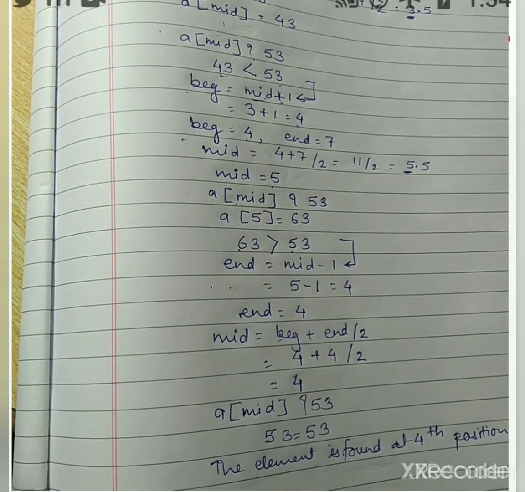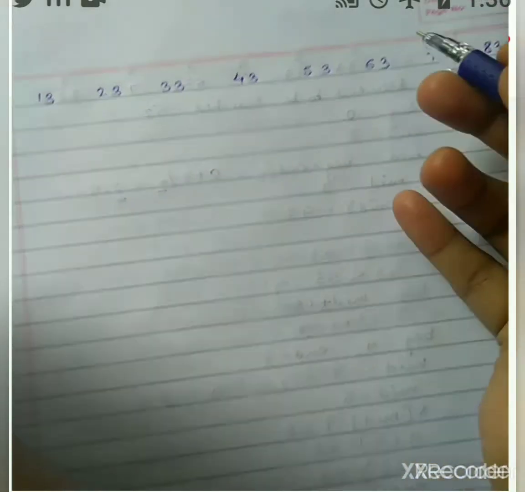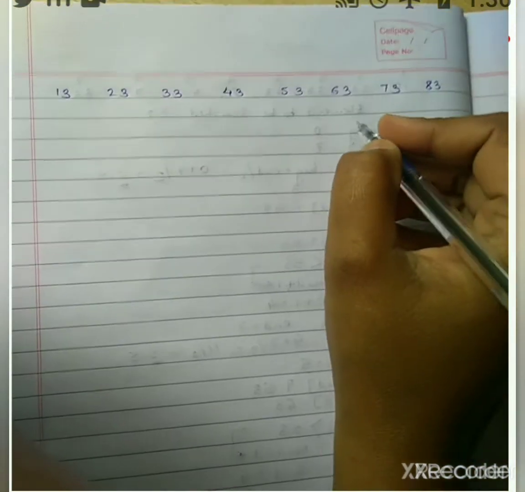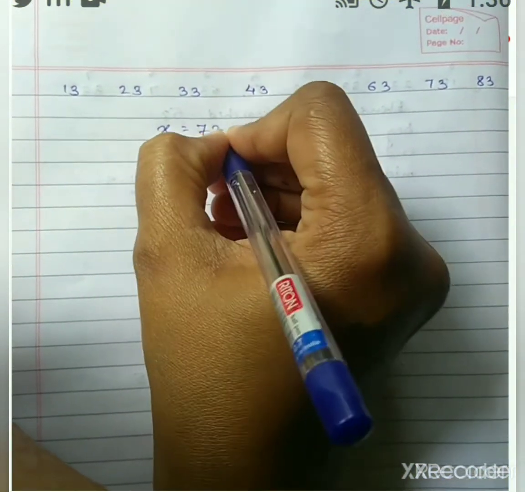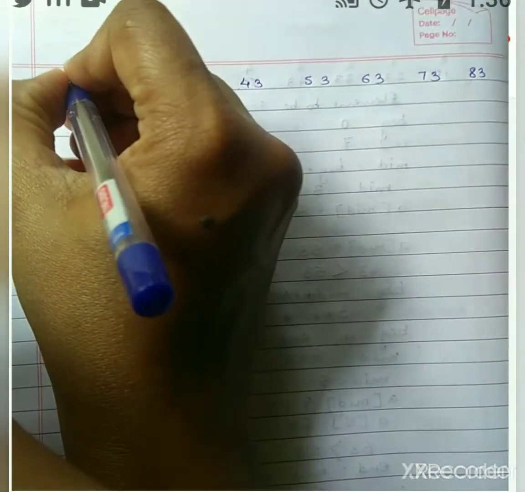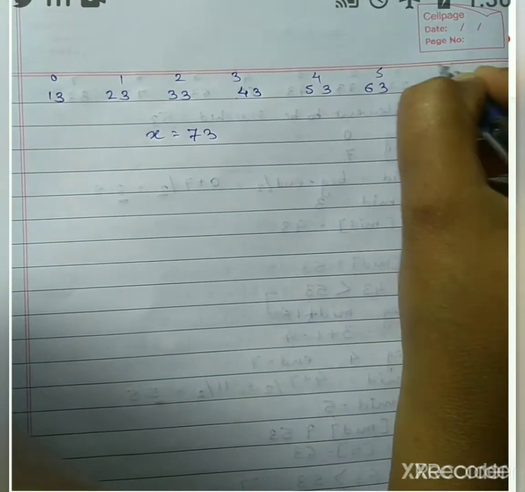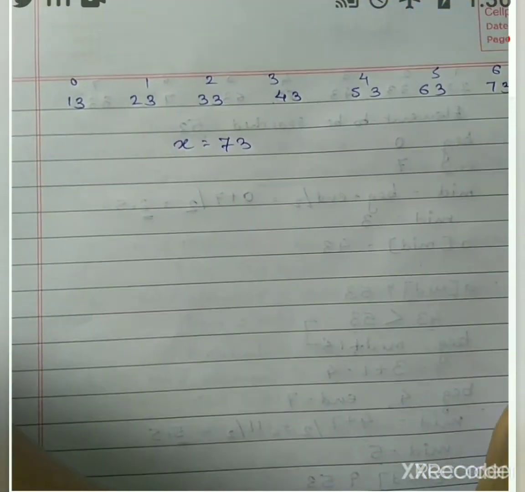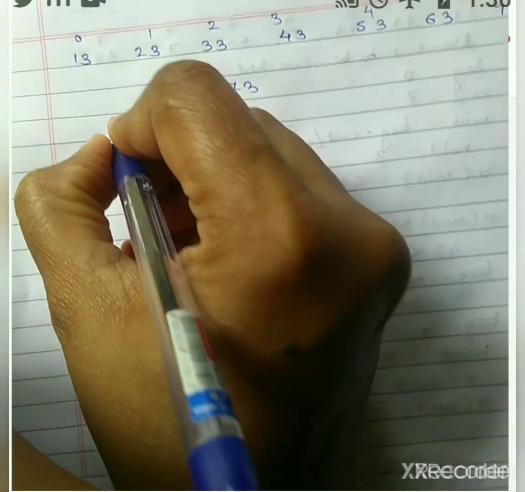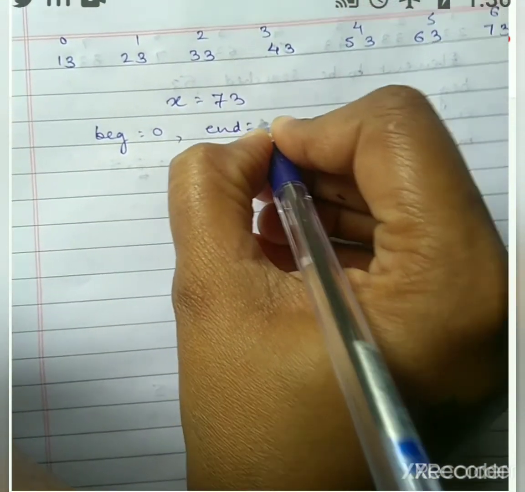So the same example we will take for another value. Say the element to be searched is 73, so we will take it as x. X is equal to 73, it is the element to be searched. Again I will mark the positions in the array. 0 to 7 elements are there, x is equal to 73. Again we have to start with beginning equal to 0, end equal to 7. We have to calculate the mid.